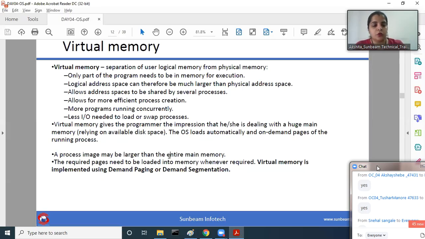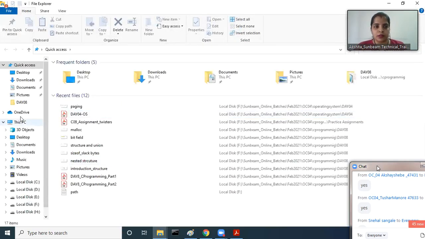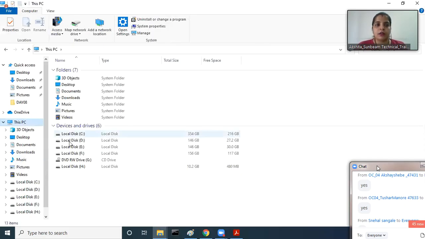Meaning, if I say I have my Explorer, this is my PC, and in my PC I have C drive, D drive, E drive, F drive. All of this data cannot come into my main memory. That is a very huge space. My main memory is, let us say, 4 GB, 16 GB and so on.